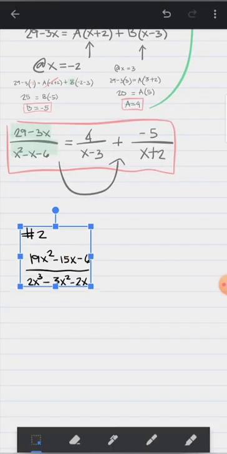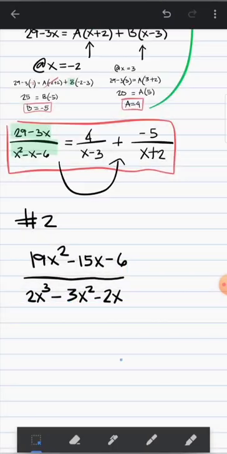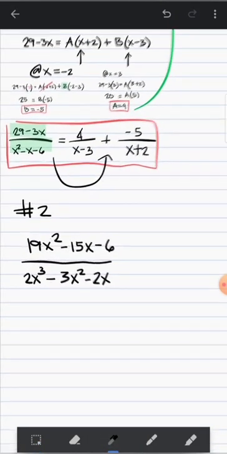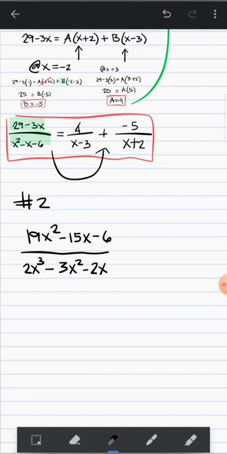Next we have this example. Go ahead and try it yourself, if you can, and get its partial fraction. Are you done?